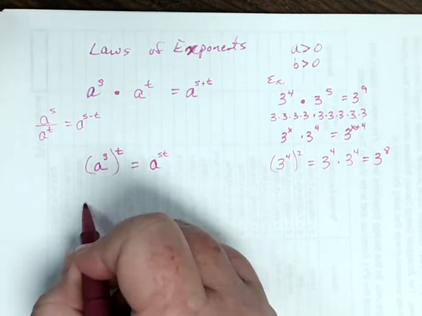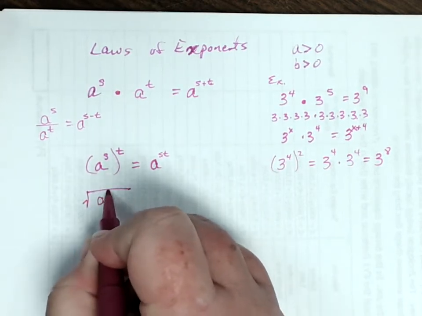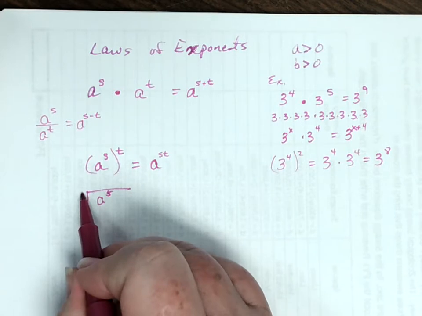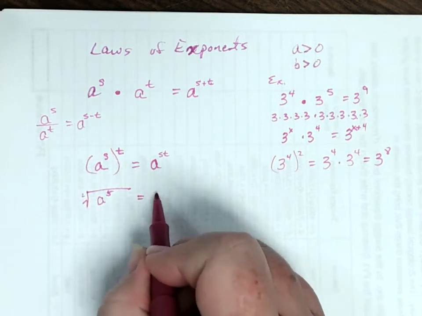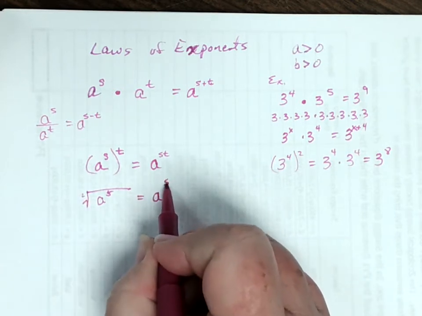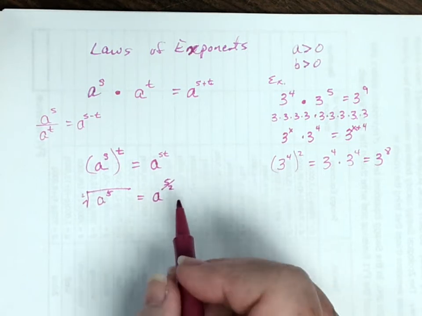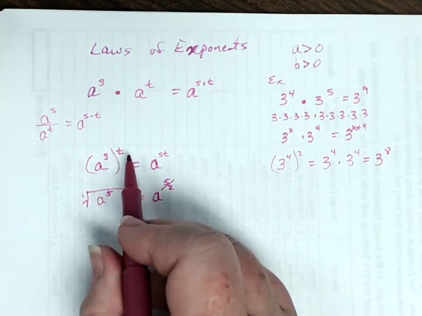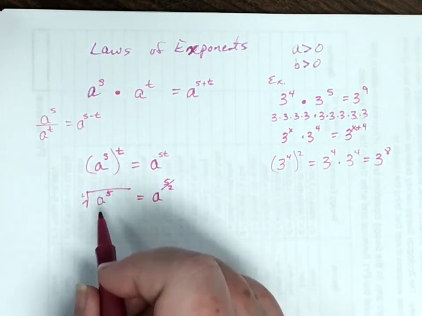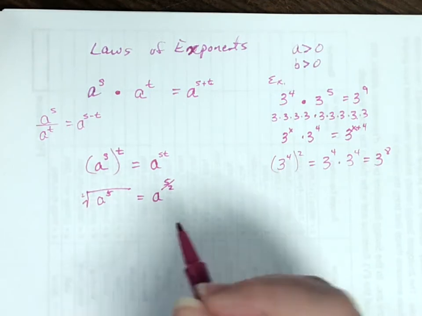So let's say that I have the square root of A to the 5th. Well, there's a little 2 out there that we know is hidden. This is equal to A to the 5th divided by 2. So just like you can multiply exponents, you can divide exponents. So this would be A to the 5 halves.